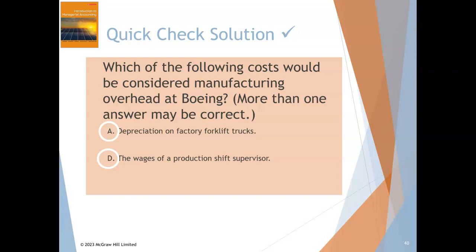So it could be A, depreciation on factory forklift trucks, or D, the wages of a production shift supervisor.